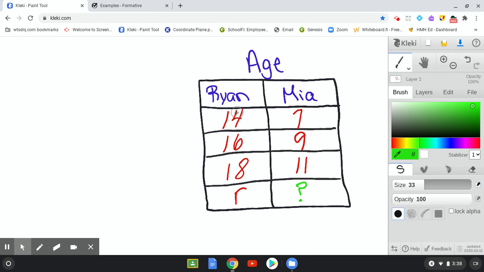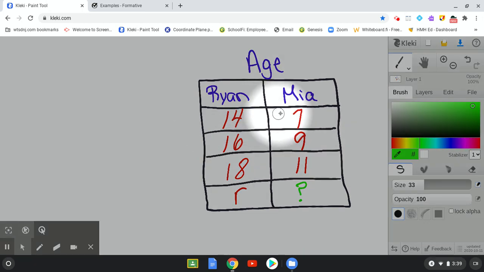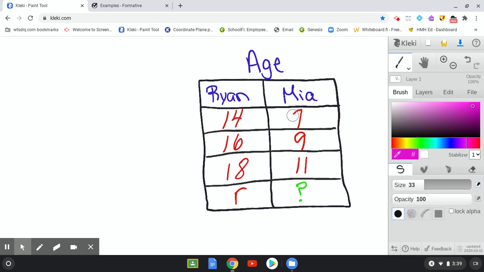So if you notice, I'm going from a larger number, 14, to a smaller number, 7. So if I'm going from a larger number to a smaller number, that means I need to try subtraction or division. When I go from a larger number to a smaller number, I'm always going to start with my easier operation, which is subtraction.